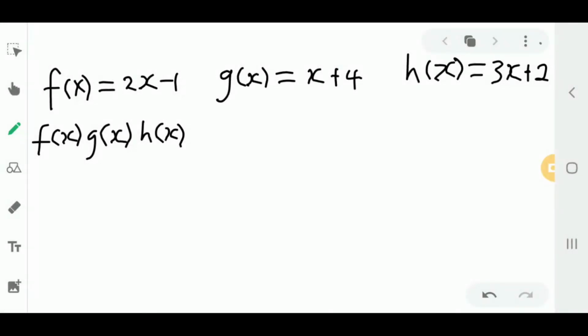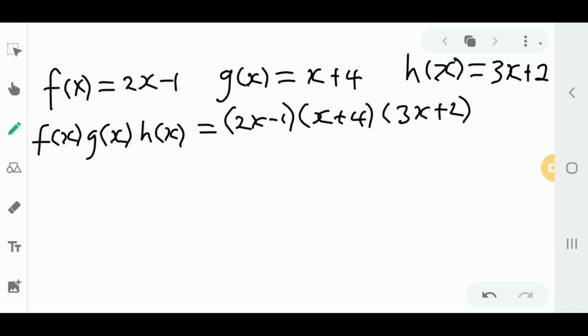Okay, so let's say we're given f of x is equal to 2x minus 1, g of x is equal to x plus 4, and h of x is equal to 3x plus 2. And we're told to find f of x times g of x times h of x. So that means we're saying 2x minus 1 times x plus 4 times 3x plus 2. So what we'll do first is multiply these two brackets first to make life easier.